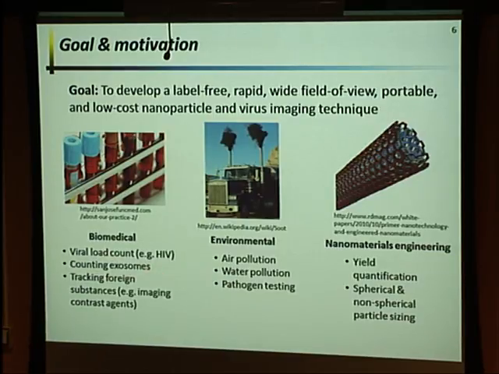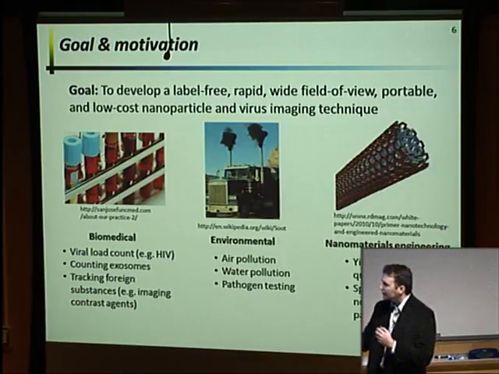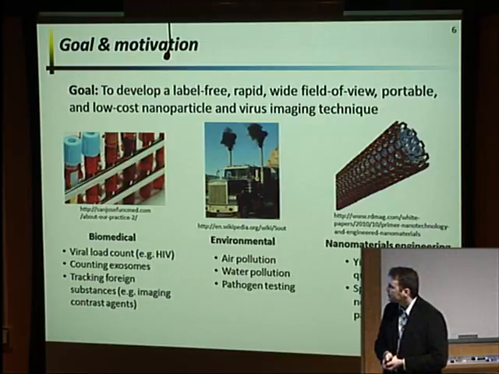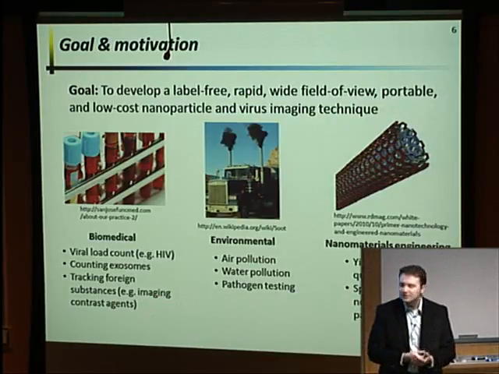Counting exosomes. Exosomes are small little particles that bud off of cells. You can imagine a little bit of the cell membrane budding off, and this can be useful for evaluating the progression of cancer, for example. Tracking foreign substances, so if you introduce some sort of imaging contrast agents into the blood, you might want to track those.